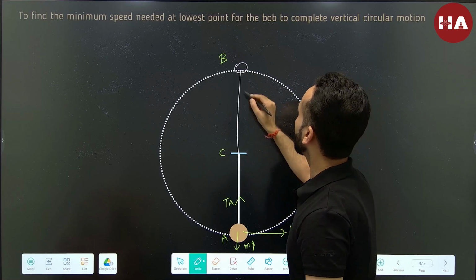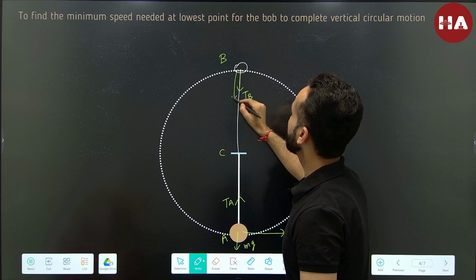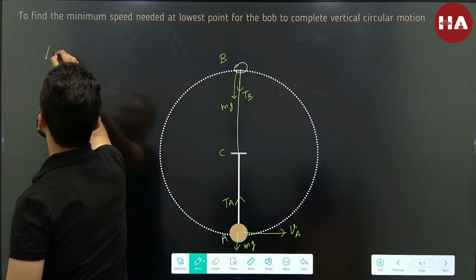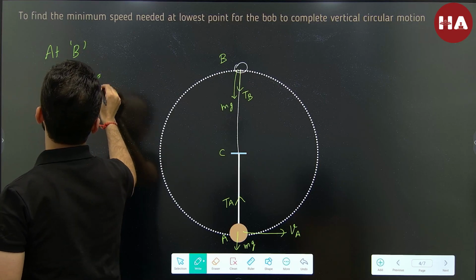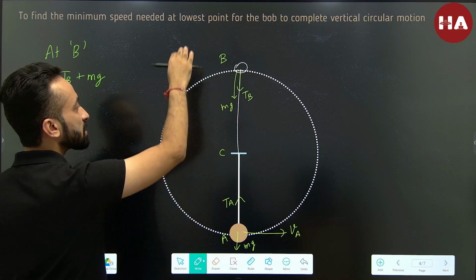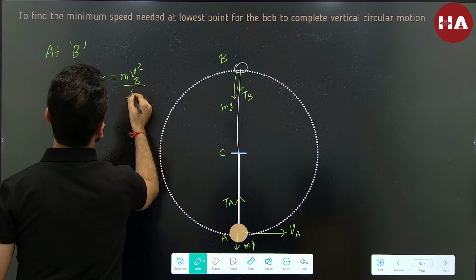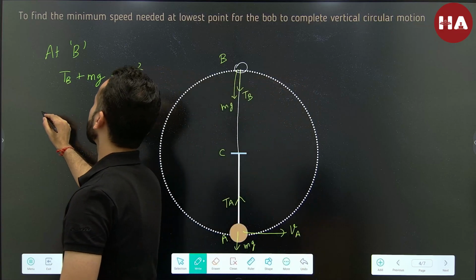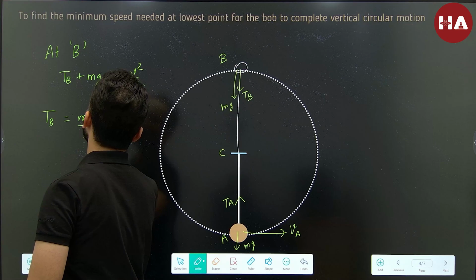Now if we draw the free body diagram here very quickly, this is TB acting in the downward direction, mg is also acting in the downward direction. Just now we have done this. Let's do that again. At B, let's write the net force towards the center, that is TB plus mg. Net force towards the center is TB plus mg, and that should be mv square by r. So TB turns out to be mv square by r minus mg.